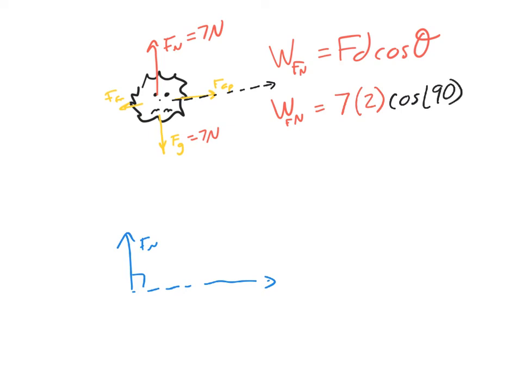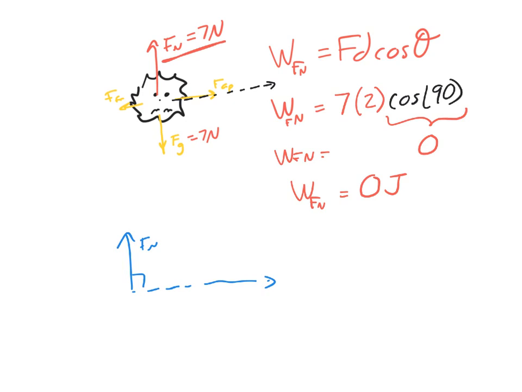If you put that into your calculator, you're going to see that the cosine of 90 degrees is actually 0. So the work from the normal force is equal to 0 joules. In other words, the normal force is not changing the kinetic energy, not changing the potential. It's kind of useless in the situation in terms of changing the chinchilla's life at all.